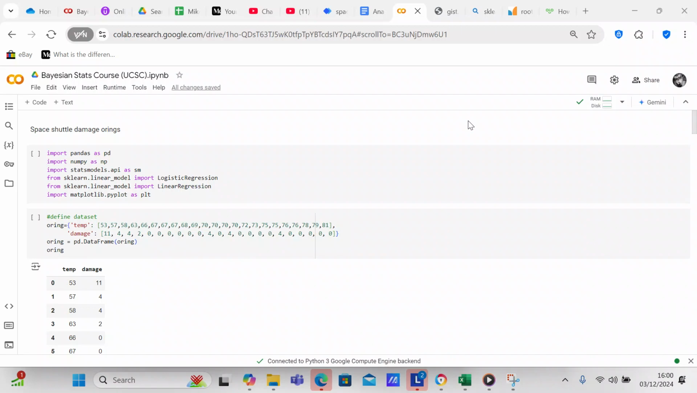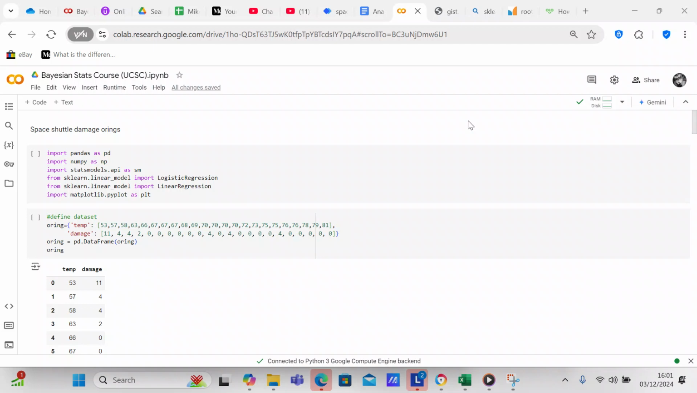You always import the libraries at the beginning of the program, which is different from R because in R, all of these functions are built in. So you don't have to import any libraries into R for this particular problem. But with Python, you do have to import libraries.